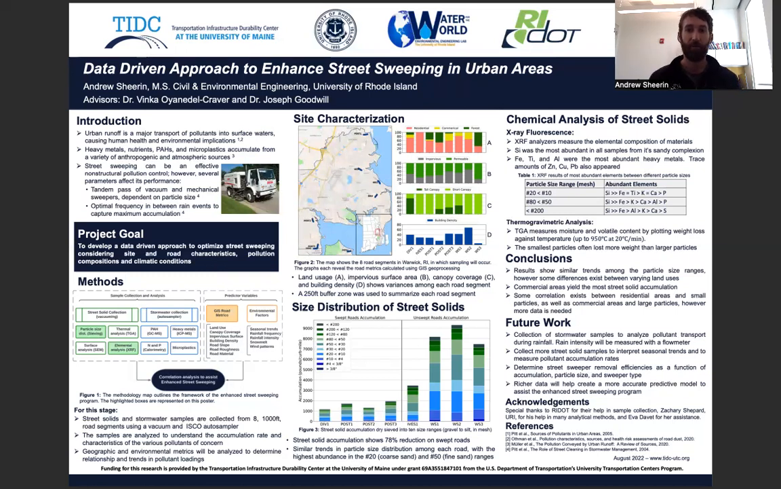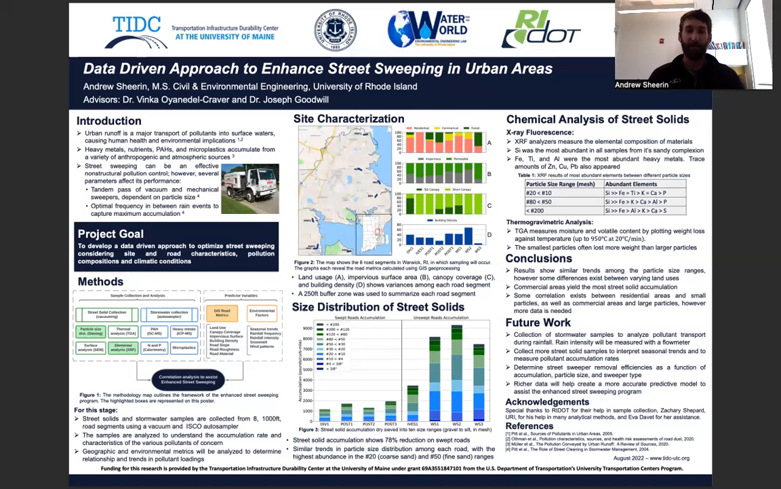Looking at the map in the middle, you will see our study area, which consists of 8 different road segments in Warwick, Rhode Island. Each road segment is 1,000 feet in length and was chosen based on their differing characteristics in terms of the area surrounding the road. We use GIS to calculate the percent land use, impervious surface area, canopy coverage, building density, and road quality to summarize these areas within a 250-foot buffer zone around the road.